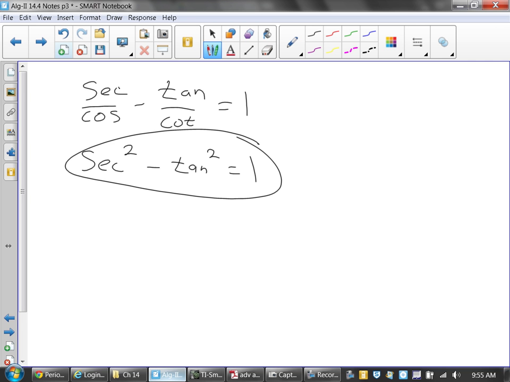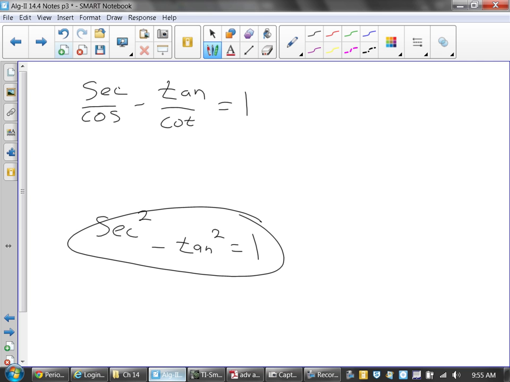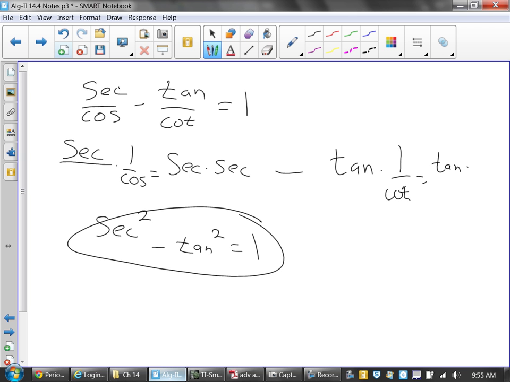The idea of doing that is that you could have set it up: secant times 1 over cosine gives you secant times secant. Same thing on the other one. Tangent times 1 over cotangent is tangent times tangent. That's where you can show it that way as well.